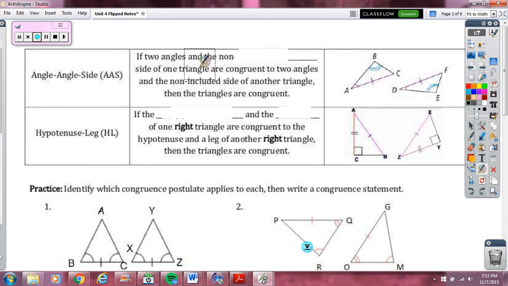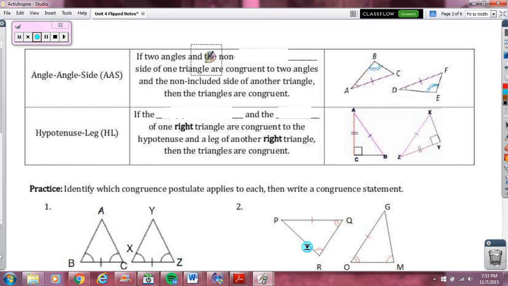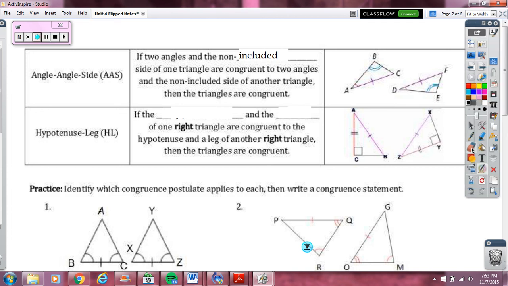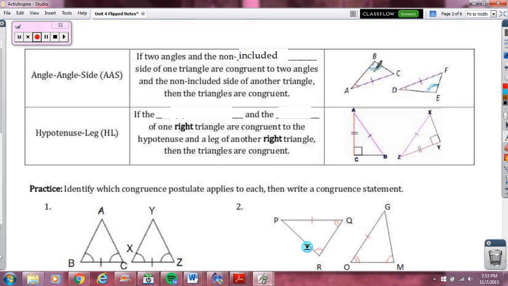Angle, angle, side, or AAS, is if you have 2 angles and the non-included side of one triangle the same as 2 angles and the non-included side of another triangle, then those 2 triangles have to be congruent. In the picture, the biggest difference between AAS and ASA is that the side that they both have isn't right between the angles, it's kind of off to the side.